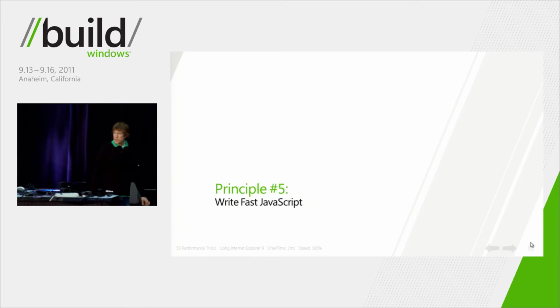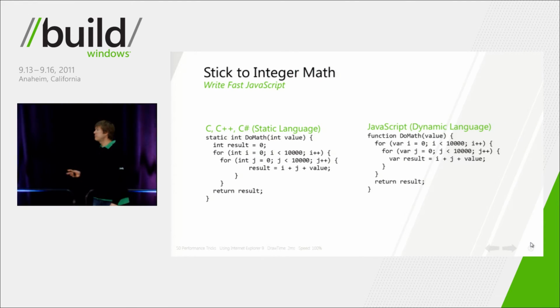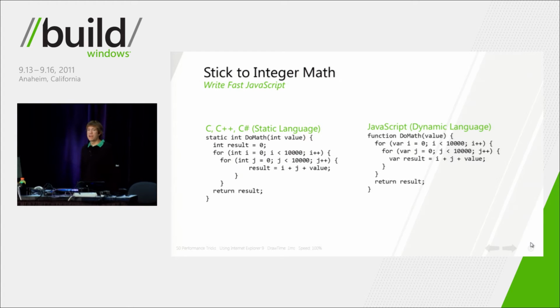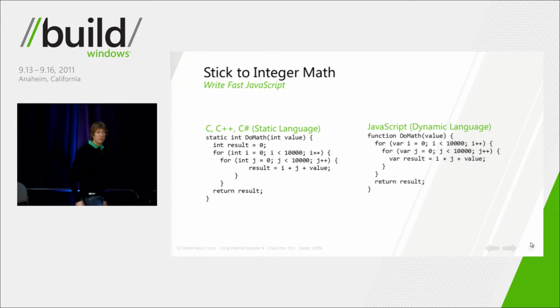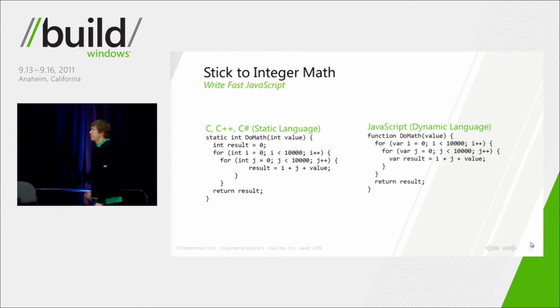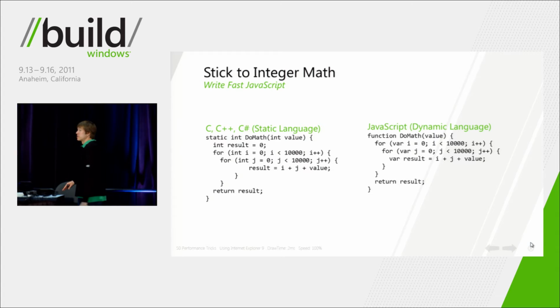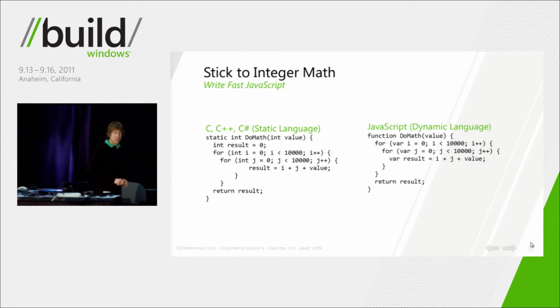Okay, fifth principle, write fast JavaScript. Modern JavaScript engines are amazing. The world is completely different than it was 5 years ago. 5 years ago, JavaScript was okay, but it really wasn't fast. Today, all JavaScript engines are generating native machine code. They're essentially compilers. In IE9, we only have a compiler that generates native code.